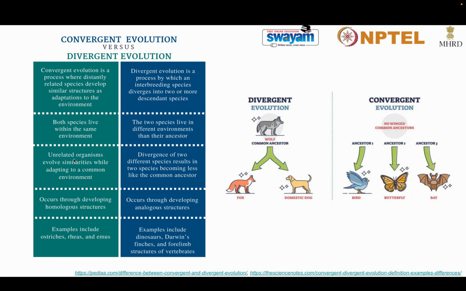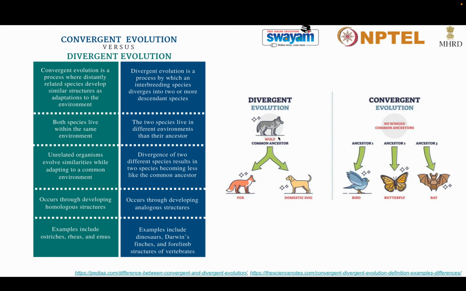As the environment is common, they have adaptations to the same environment due to which they appear as if they are evolving from the same ancestor, although they have different ancestors. Whereas in divergence, as two different species are now present, it results in the two species becoming less like the common ancestor, due to which it appears as if they have diverged from the common ancestor. Divergent evolution occurs through developing homologous structures, and convergent evolution occurs through developing analogous structures. Examples of divergent evolution include ostriches, rheas, and emus. And in convergent evolution, examples include the dinosaurs, Darwin finches, and four-limbed structures of the vertebrates.